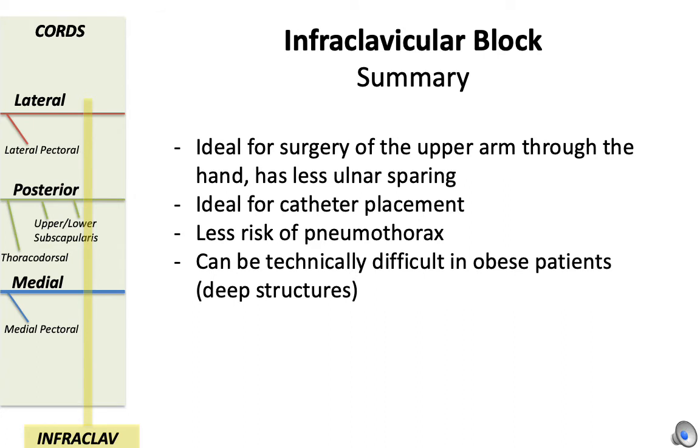In summary, the infraclavicular block is an excellent choice for surgery of the upper arm through the hand. It is ideal for catheter placement and has less risk of pneumothorax. However, this block can be technically difficult in obese patients, as the structures can be deep and difficult to visualize.